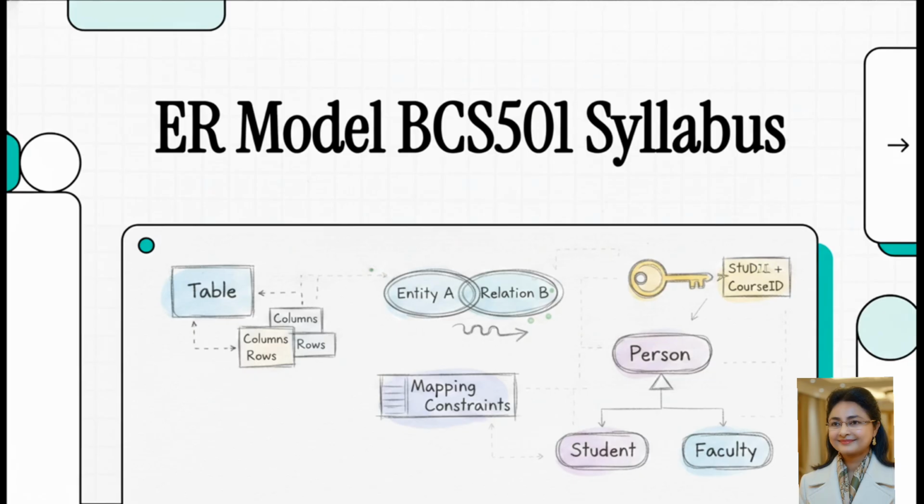Now, if you've been looking at the BCS 501 syllabus, you've probably seen a huge list of terms, right? Schemas, mapping constraints, superkeys, generalization. I know, it can look incredibly intimidating on paper. But today, we're going to break it all down, step by step. We're turning that giant list of jargon into a clear, visual, and honestly, totally fascinating framework.